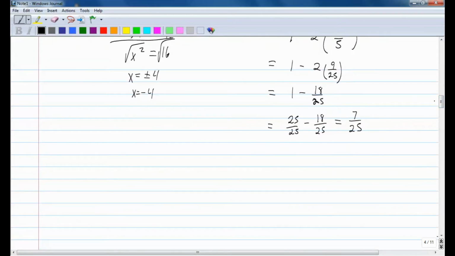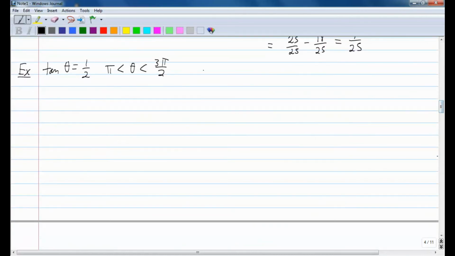All right, let's try another problem. So let's say that we were given tangent of theta is equal to 1/2 when theta is greater than pi and less than 3 pi over 2. Let's find the sine of 2 theta and the cosine of 2 theta.